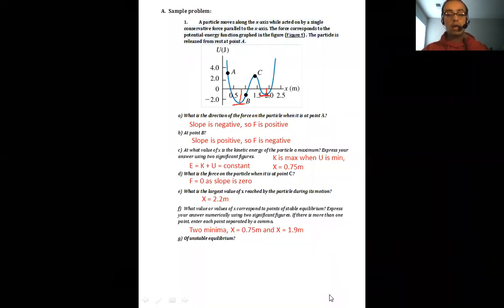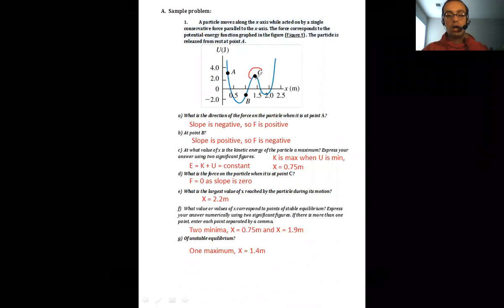For an unstable equilibrium, the point here would be the one maximum at 1.4 meters. So this would be at point C. This is an unstable equilibrium, right? Where the slope is 0 and where the potential energy is highest, where the slope is 0.